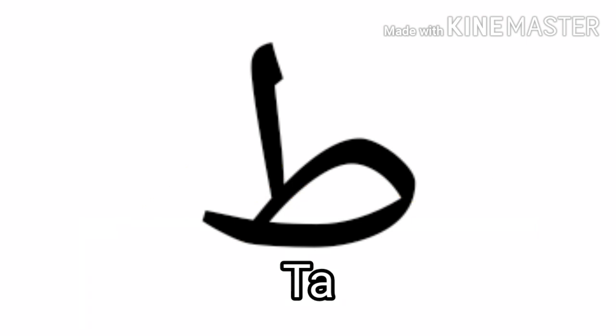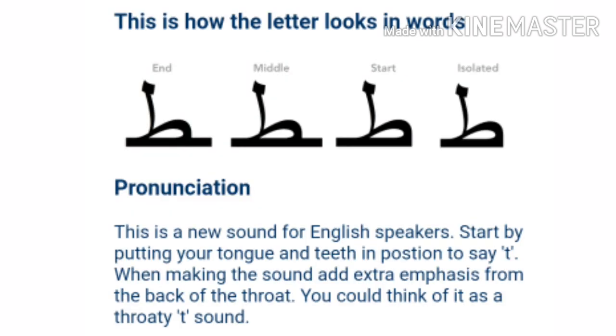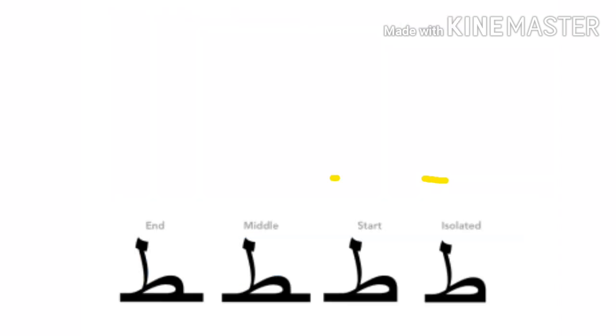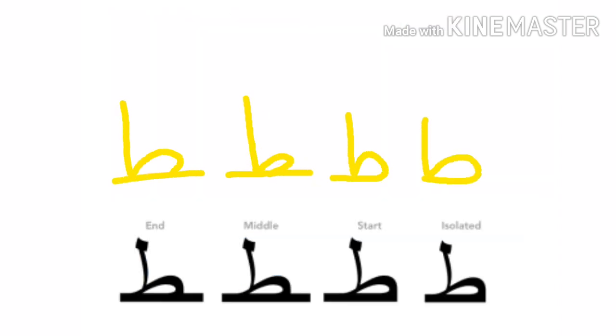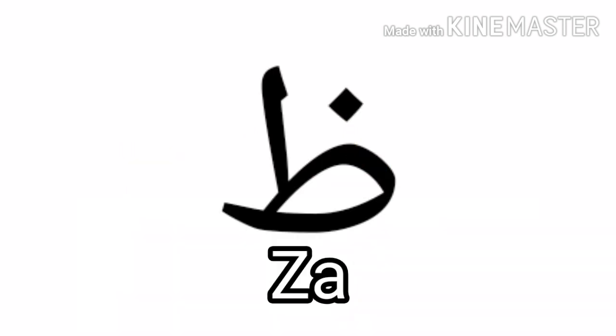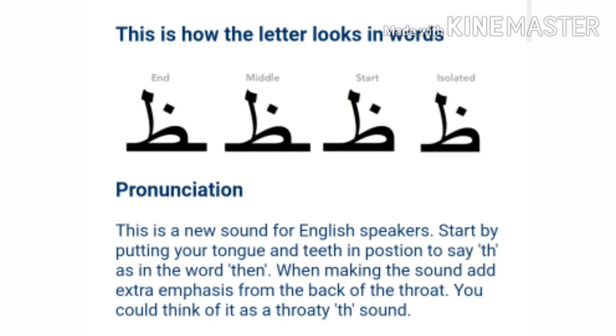Next is da, which is like the dot in which you press your tongue in your upper gum and make a T sound. So here's how to write them in all the forms. Next is da, which makes the C sound and it's like the ta. So here's how to write them in all the forms.